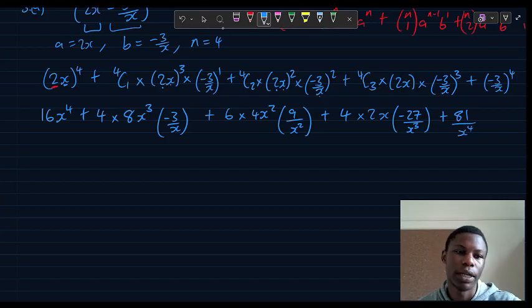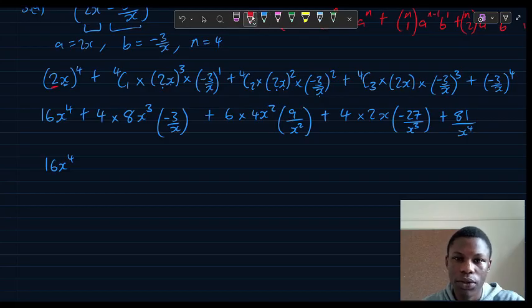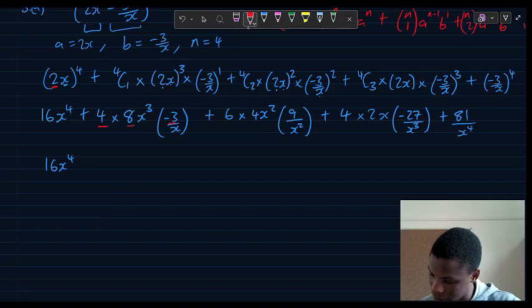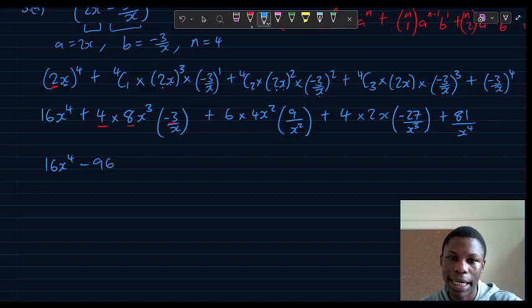All right. Let's simplify further. So we've got 16x to the 4. Here I'll do the numbers first, the integers. 4 times 8 times minus 3, that gives us minus 96. And now let's look at what's happening to the x's. So I've got x cubed divided by x. Remember our laws of indices?